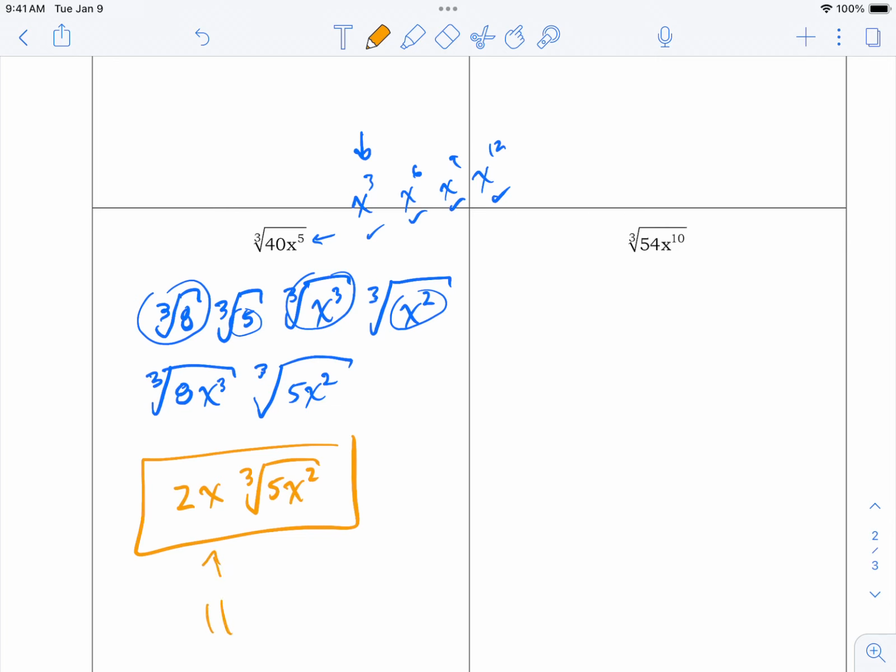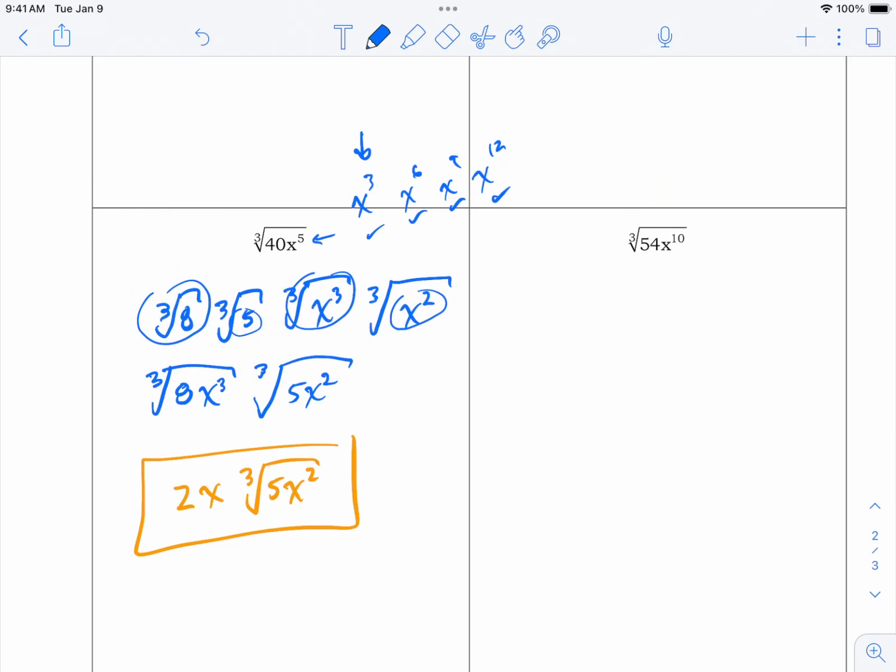Do I have to worry about this absolute value type stuff? Not with a cube root. The cube root of a negative is negative. So if it's negative, it's negative. We don't care. It's going to work. It's going to be fine. That's only something you worry about for square roots and fourth roots and stuff like that. Any even root.